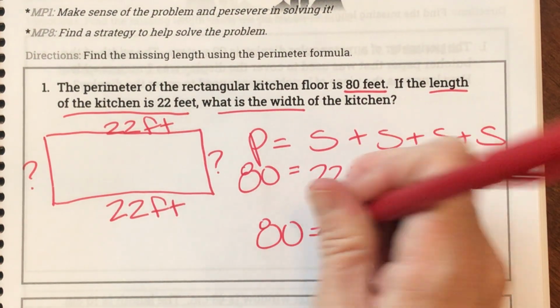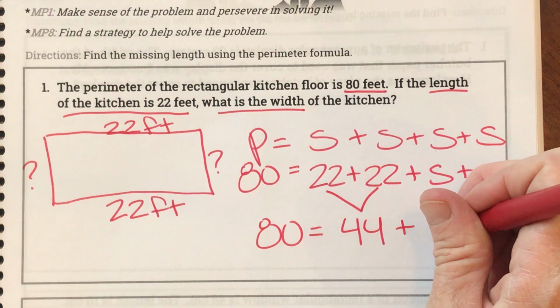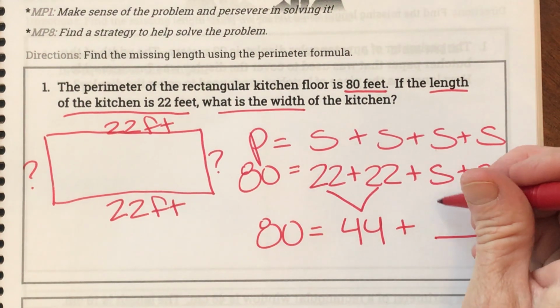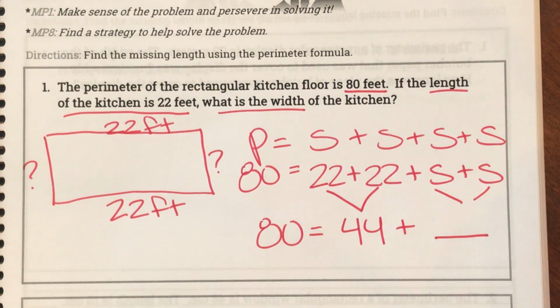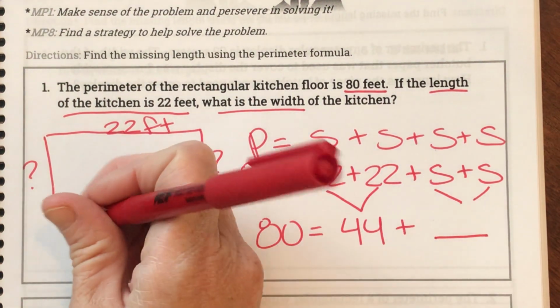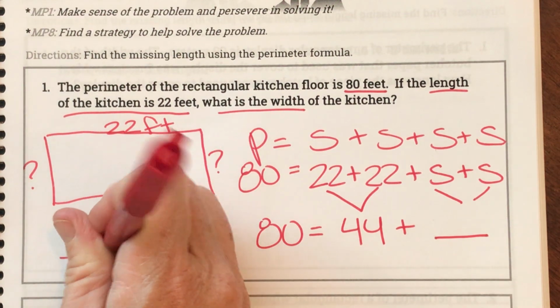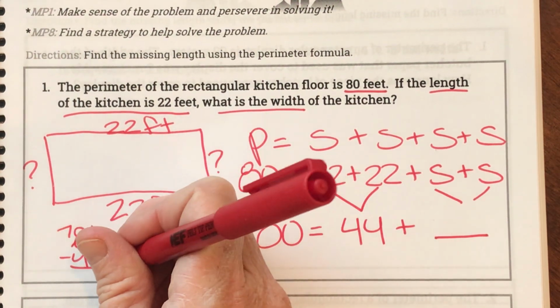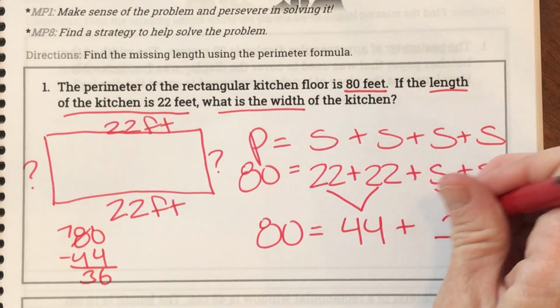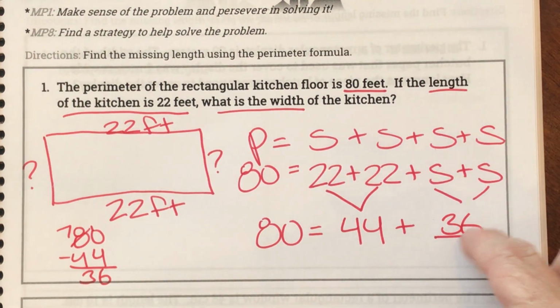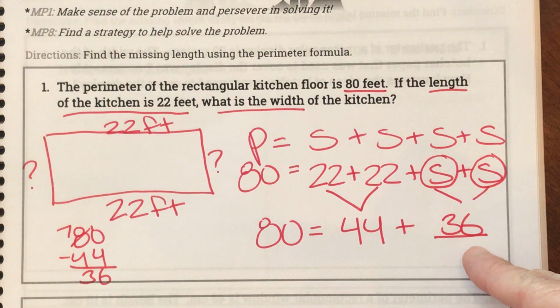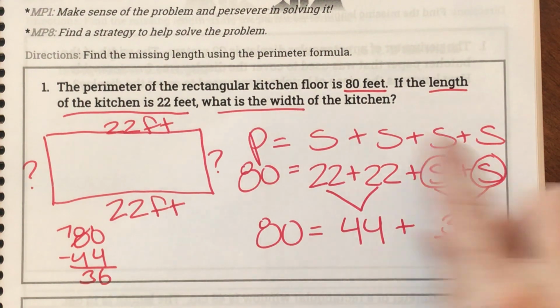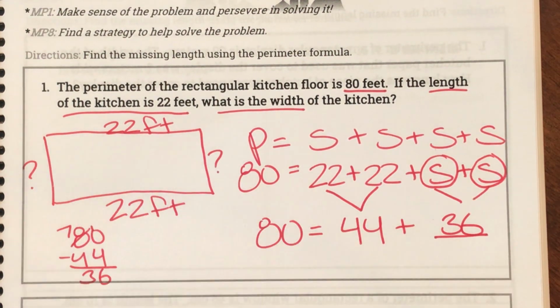Okay, so then we have 80 equals 44 plus what? What does that have to be to make this true? So 44 plus what equals 80? And I could do some side work if I needed. I could do some subtraction to see what that would equal. I'm getting 36. So I need this to equal 36, which means I need these 2 when they're added together to equal 36. But they have to be the same, because the width has to be the same on both.